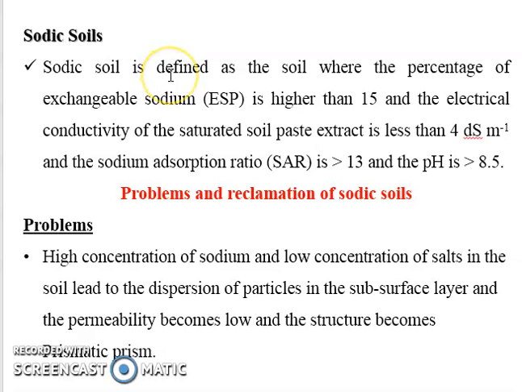Sodic soil is defined as the soil where the percentage of exchangeable sodium, as I told you, is higher than 15, while the EC is less than 4. Sodium absorption ratio is more than 13, and its pH consequently, because there is sodium, is more than 8.5. High concentration of sodium and low concentration of salt in the soil lead to this problem: the dispersion of the particles in the subsurface layer, the permeability becomes low and the structure is destroyed.